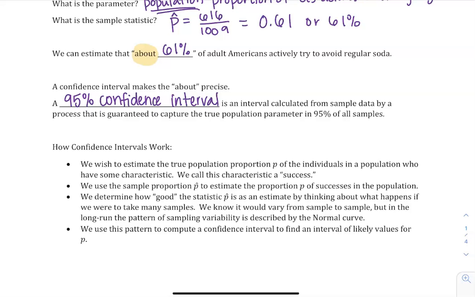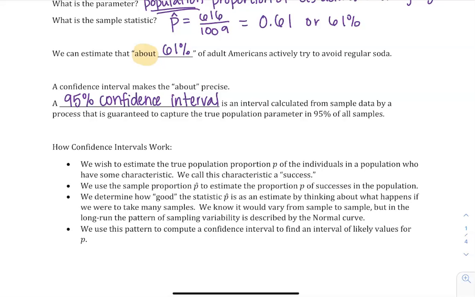It's this interval calculated from our sample data by a process that's guaranteed to capture the true population parameter, in this case the proportion, in 95% of all samples. This method, if we repeated it 100 times, about 95% of them would actually find the true population parameter. If we were to do 1,000, then 950 of them would capture the true value.